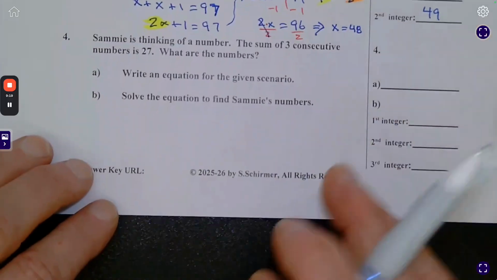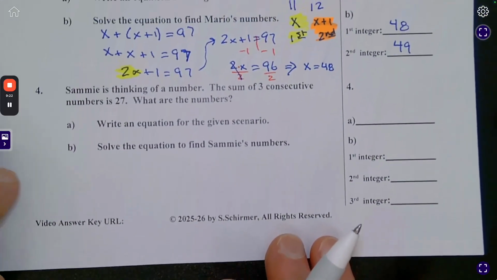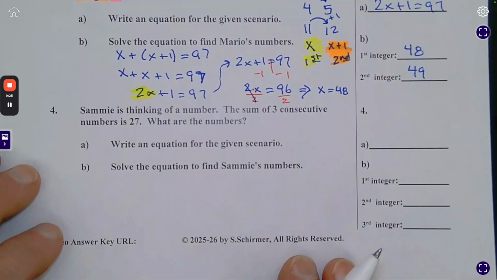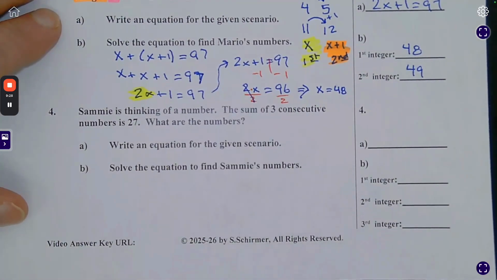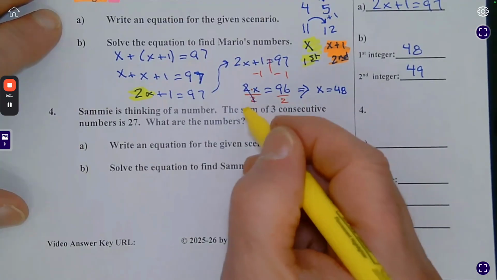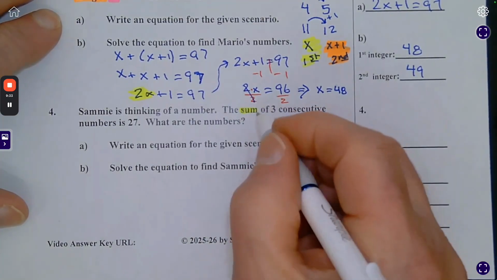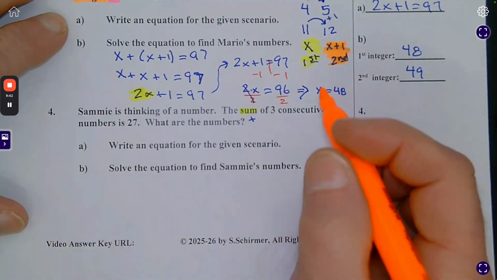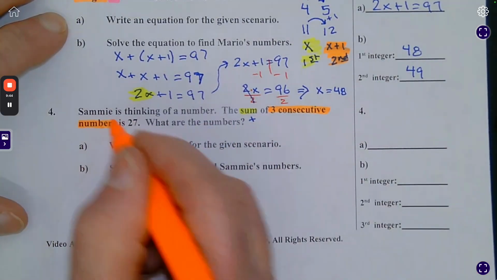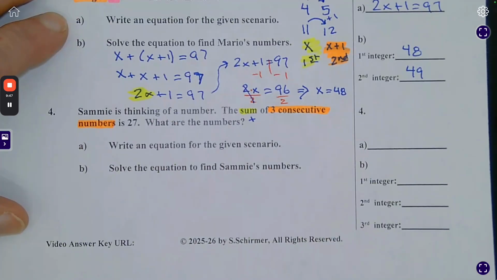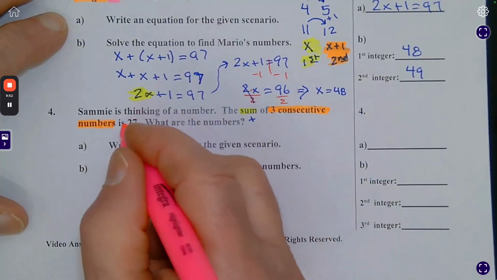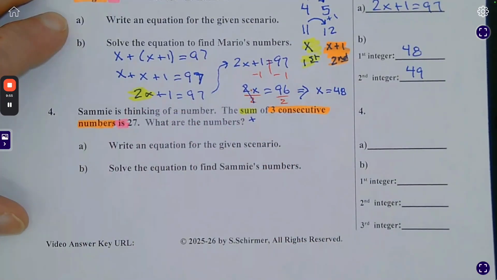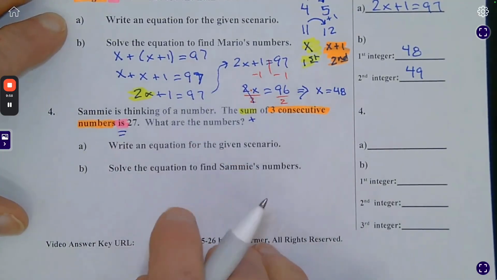Okay, let's keep going. Stay strong. Remember, don't let distractions get in your way of your success, right? That's important. Sammy is thinking of a number. The sum of, oh, there's that word sum again. There's that word sum. That means addition. But look, we're taking the sum of 3 consecutive integers this time. All right, so the sum of 3 consecutive numbers is 27. Okay, so remember that word is means equals, so let's highlight that. Always means equals. Put it in your notes if it's not in your notes already, and make sure you refer to them.